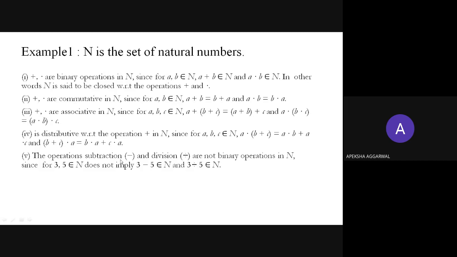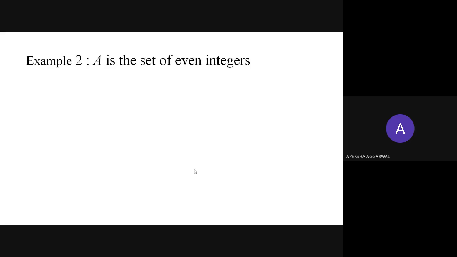Then the operations subtraction and division are not binary operations. Why? Because if you subtract 3 from 5, 5 minus 3 belongs to the set of natural numbers, but 3 minus 5 does not belong to the set of natural numbers. It is minus 2, right? So it does not belong to N, hence it is not closed. And 3 divided by 5 is also not a natural number. Hence, these two operations are not closed under N. Okay, clear?